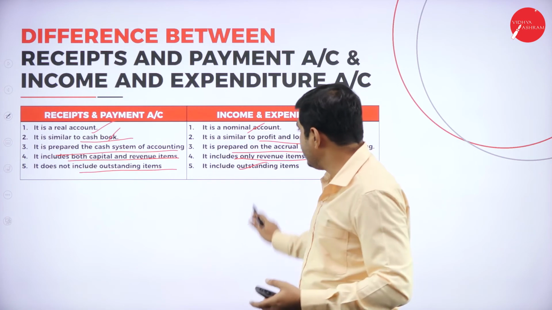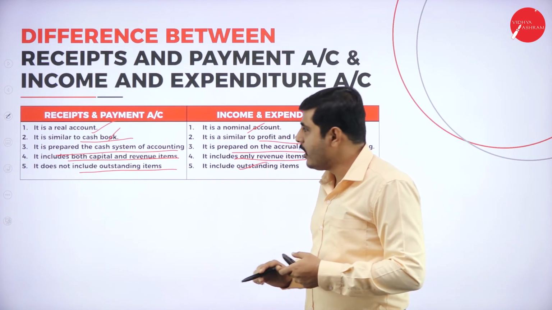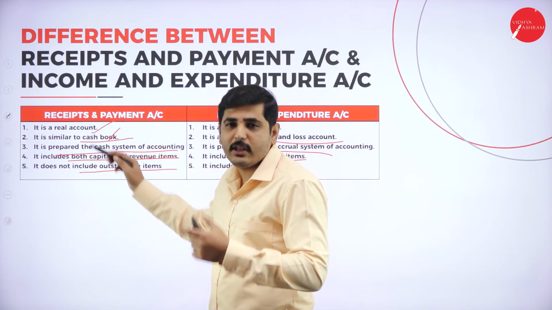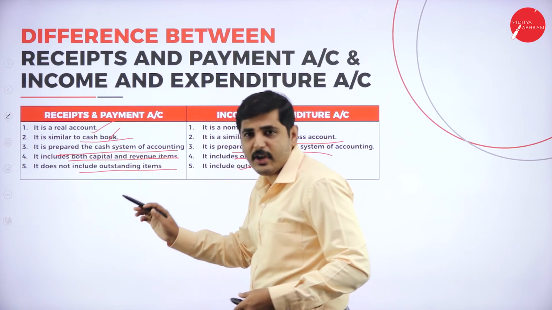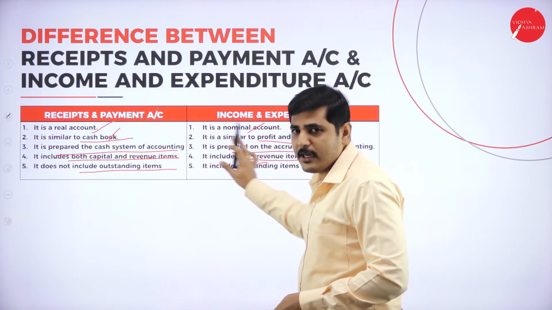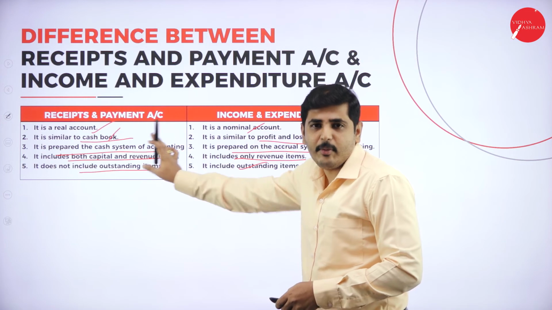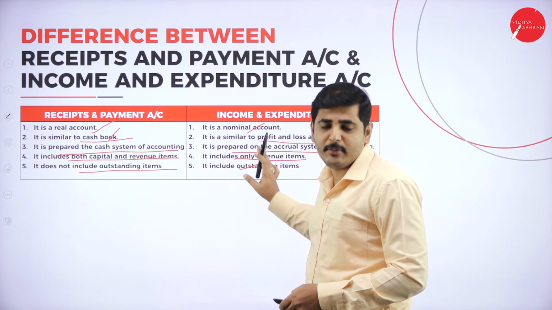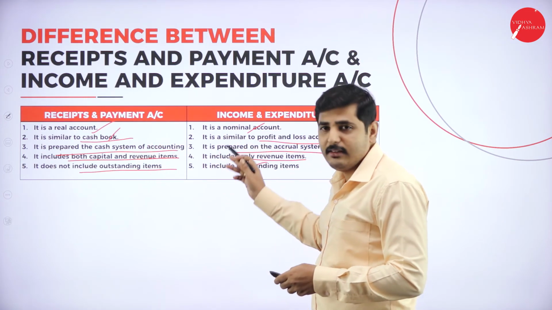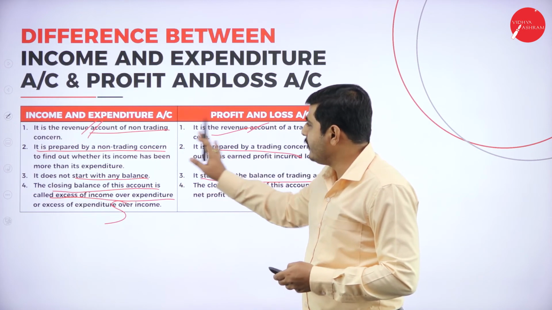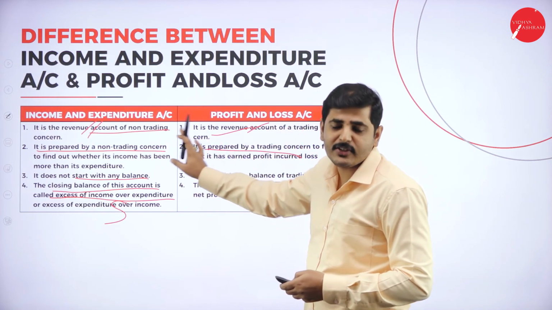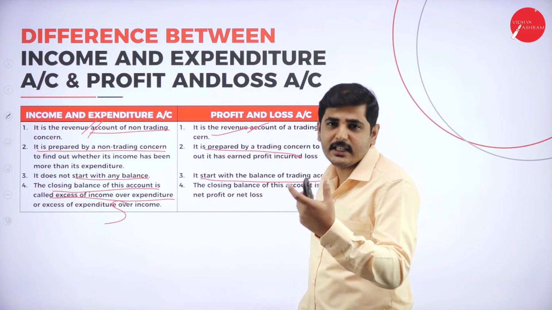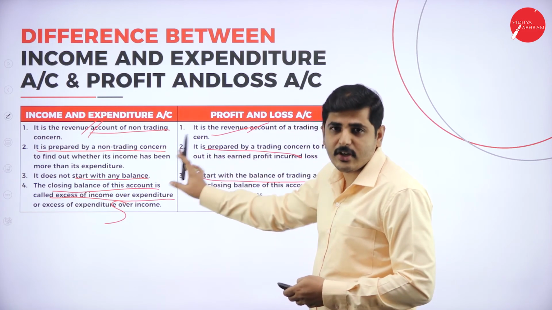If they ask for the features of the income and expenditure account or the receipts and payments account, it will be for 5 marks, and 5 points is enough. If they ask for a 10-mark difference, write 5 points for receipts and payments and 5 for income and expenditure. That is enough. The same goes for the difference between the income and expenditure account and the profit and loss account: if they ask for 10 marks, write both. If they ask for any feature, 5 features of each is enough.